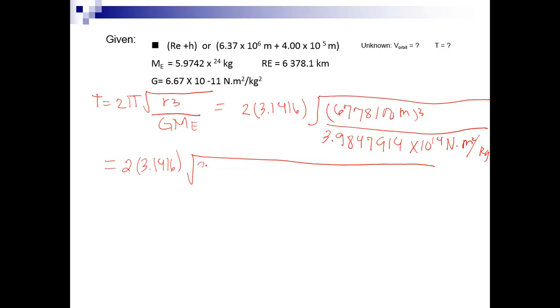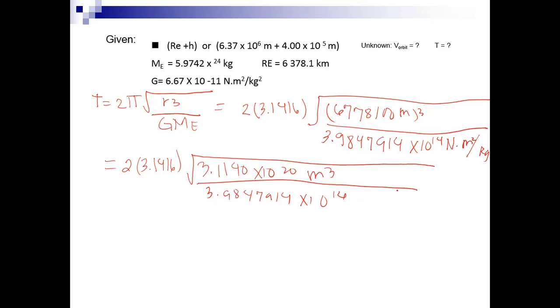The 3.11. So ito na lang gagamitin ko. 1140 times 10 to the 20. Okay? Cubic meter. Then yung sa baba, nandun pa rin yan. 3.9847914 times 10 to the 14.